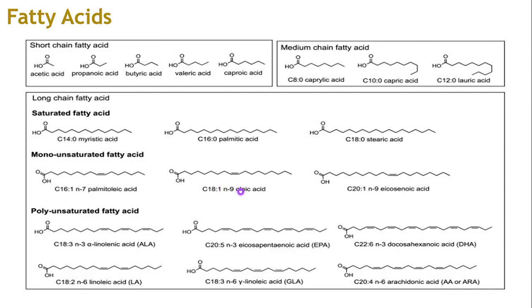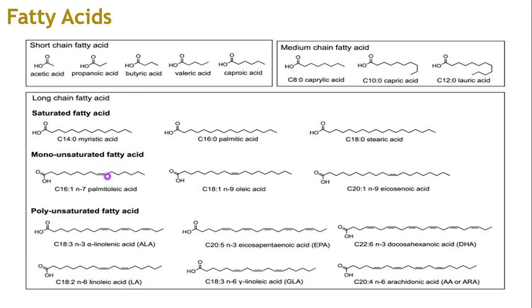The same thing applies to this one. Looking at this fatty acid, it contains 16 carbons and they've written 16 colon 1. 16 colon 1 means 16 carbons with one double bond, and the n-7 means the double bond is on the 7th carbon when you are counting 1, 2, 3, 4, 5, 6, 7.